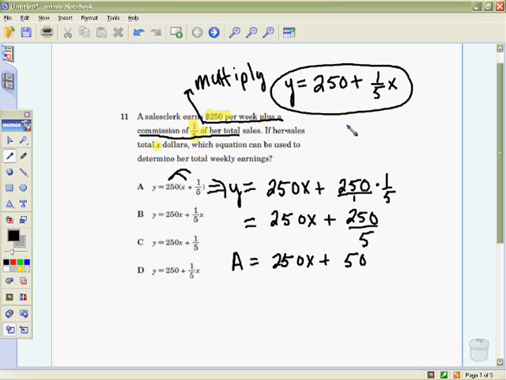And let's see which one matches that. Well, A's not going to match it. B won't match it because there's an X with 250 and the 1/5. So B's out. Let's look at C. 250X plus 1/5. Nope, C's out. It's going to be D, the 250 plus 1/5 of X, her total sales.